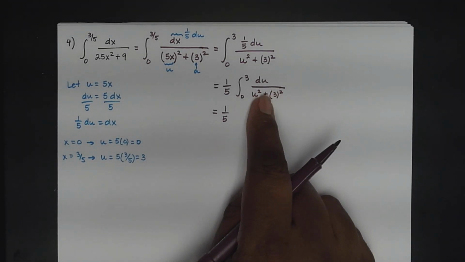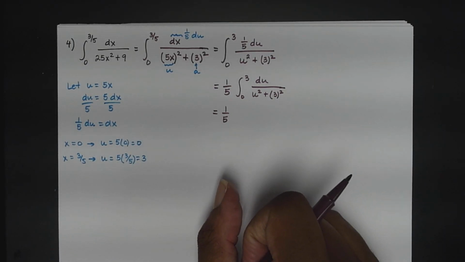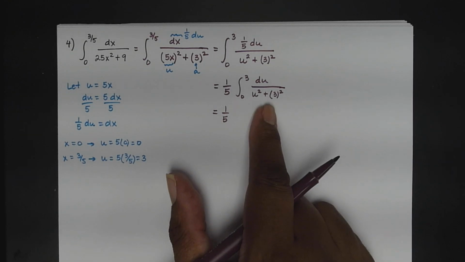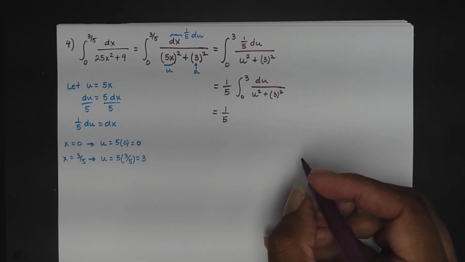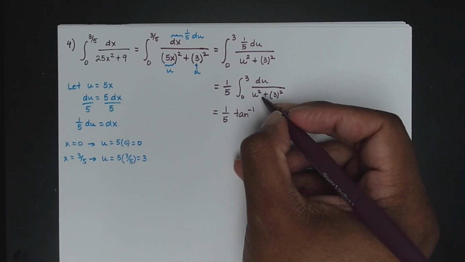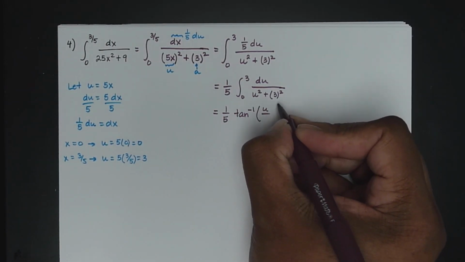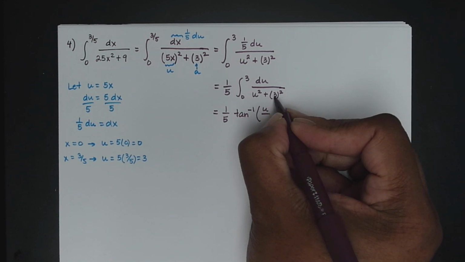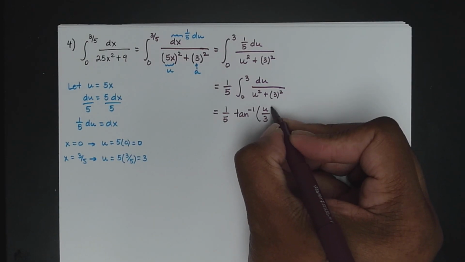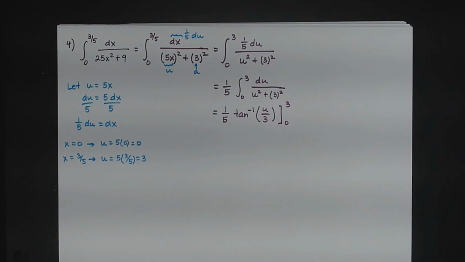The integral of this will have to be the inverse tangent, because inverse sine and inverse secant have the square root in it, and I don't have the square root in it. So it's got to be the inverse tangent of whatever u is. That's the numerator. And that's going to be divided by this constant right here. That's your a. And that's 3. And this will be from 0 to 3.